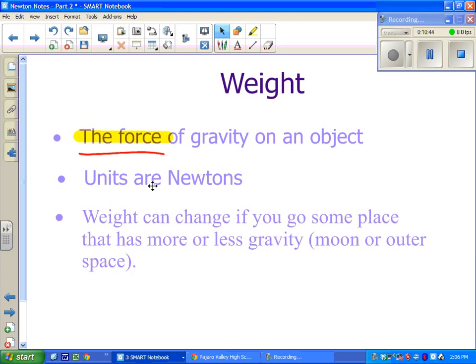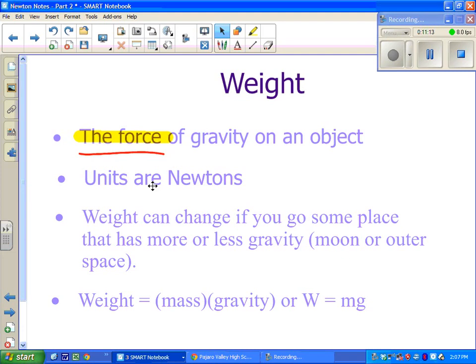And we said that weight can change if you go someplace that has more or less gravity. So if you go to outer space, you're floating. And if you put a scale that's also floating right next to your feet, you would weigh 0 because there's nothing pushing your feet onto the scale. So you're not going to weigh anything. Likewise, if you go to a planet that has more gravity, you could weigh more than you do on Earth.